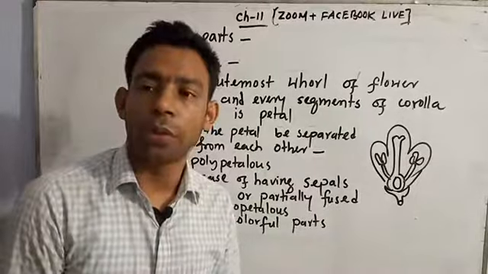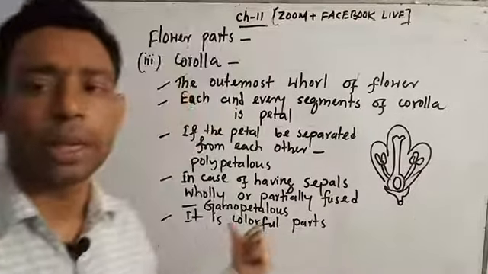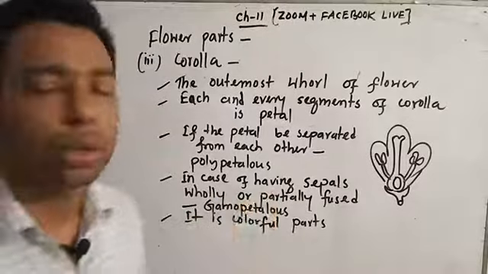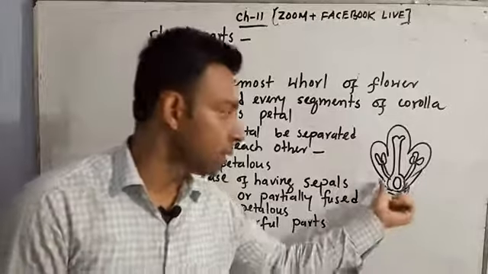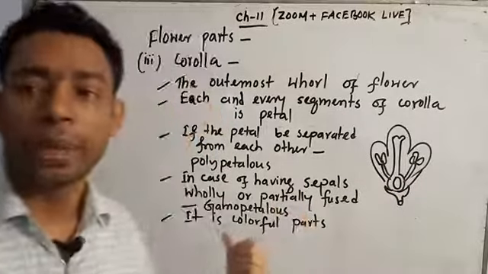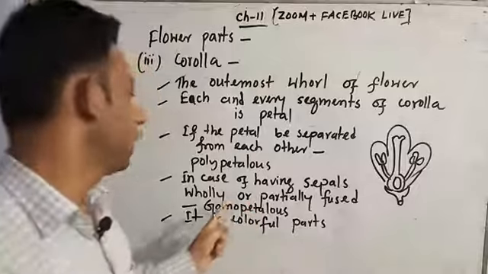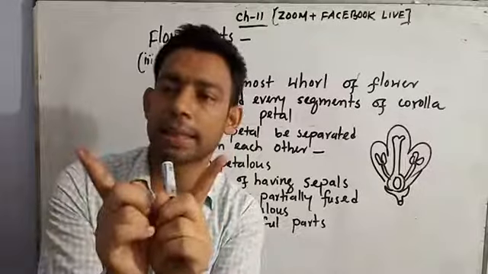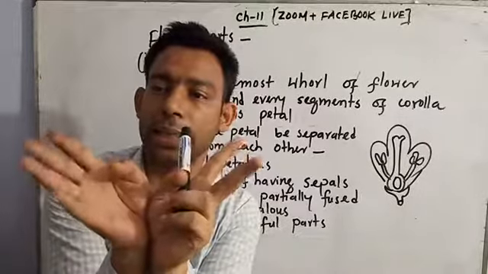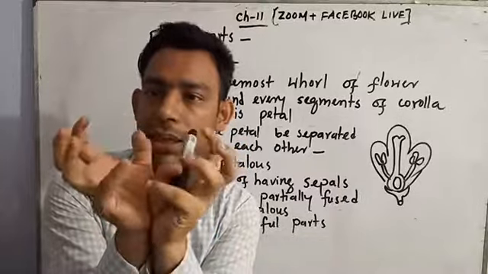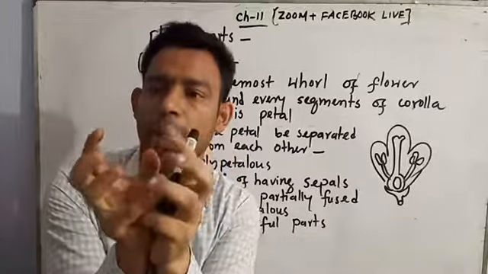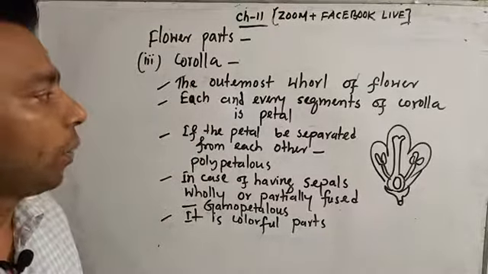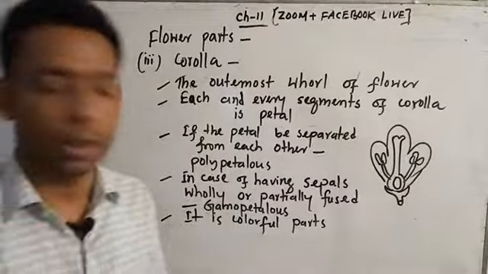Fused means, do you know the meaning of that? In some cases sepals in the flower are fused with the petals in this way. If it is like that, we can say it is gamopetalous. It is the colorful part, and it has some functions, a few of which we will write now.